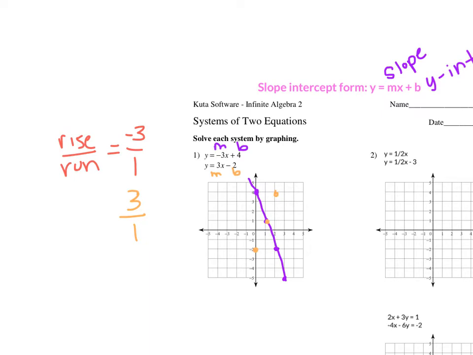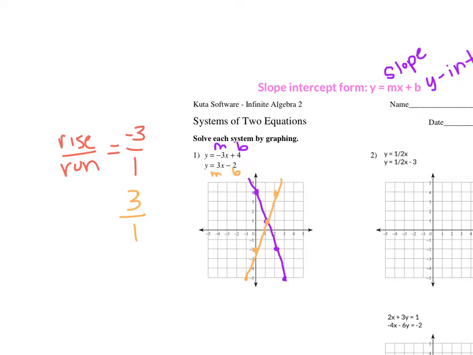I could also do the complete opposite. I could start here at my y-intercept and I could do a double negative. Down 1, 2, 3, left 1. Those are both negative directions. Once I have enough points, I can draw my line. And there we go. I have both of my lines drawn for my two equations.